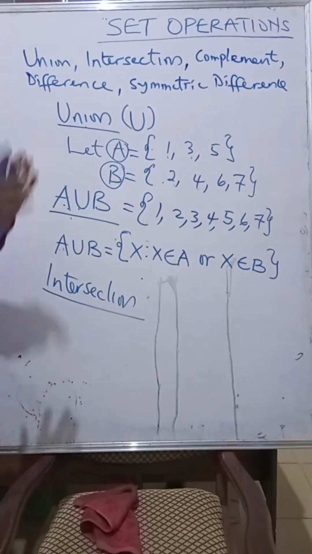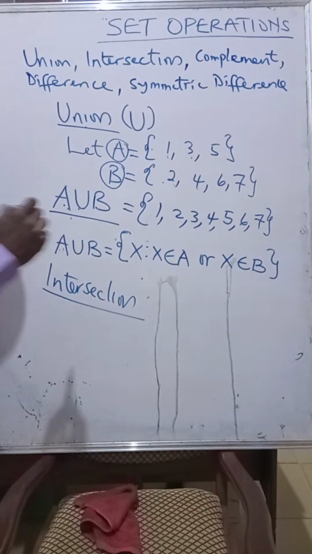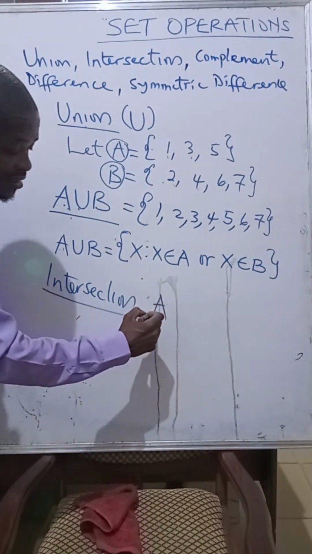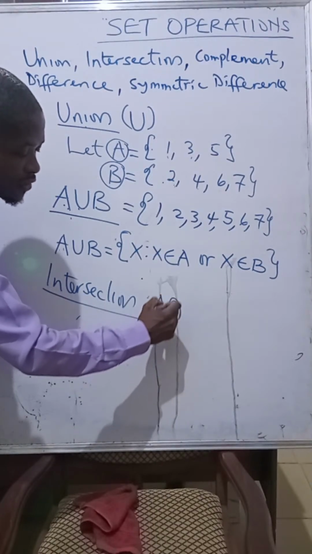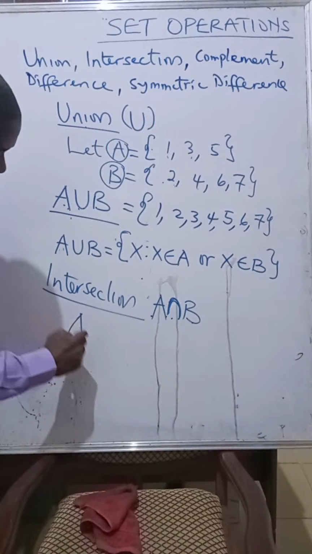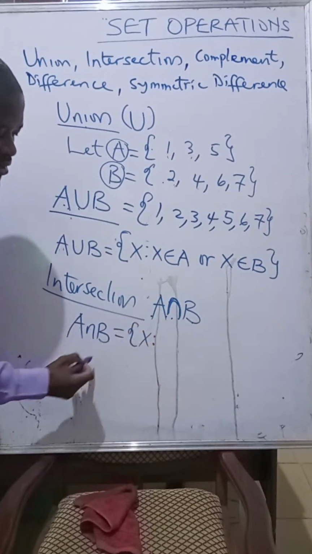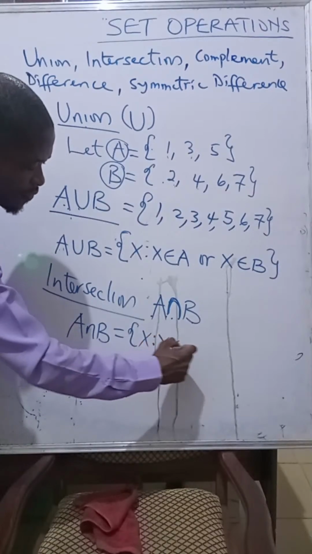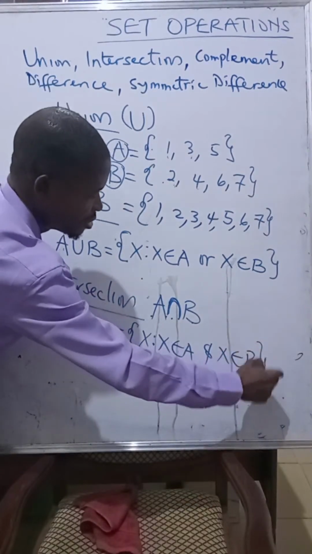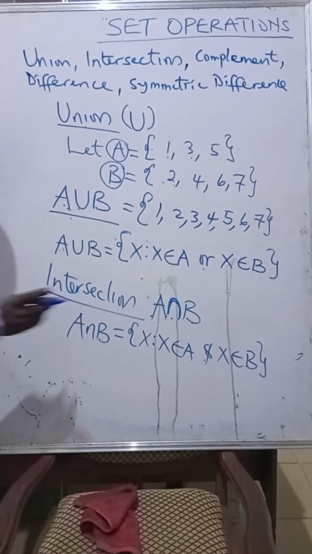Intersection is the combination of all the elements common to sets A and B. It has this notation, ∩. We have two sets, set A and set B, so the notation for intersection is ∩. A intersect B, in set notation, implies x such that x is a member of A, and at the same time, x is also a member of B. So we use AND for intersection, we use OR for union. Let's see an example for intersection.